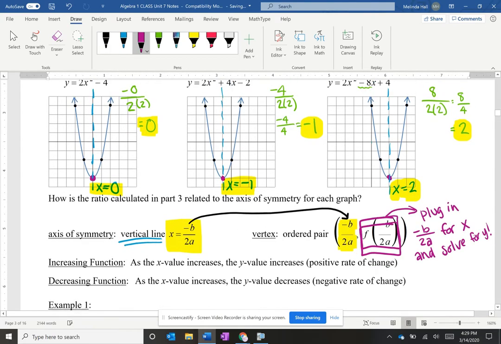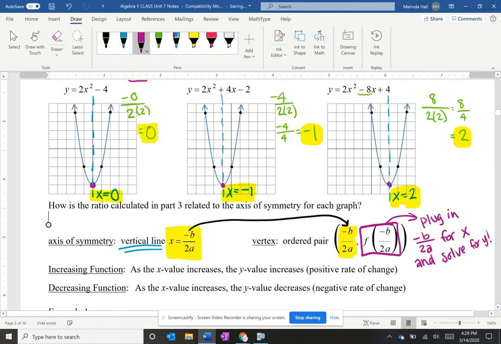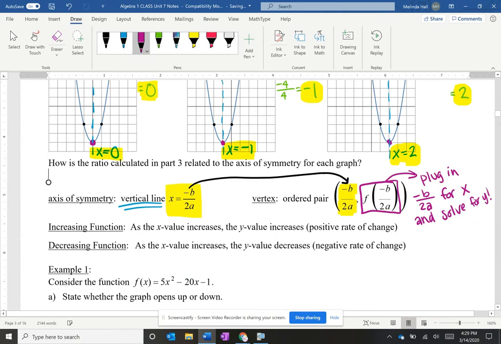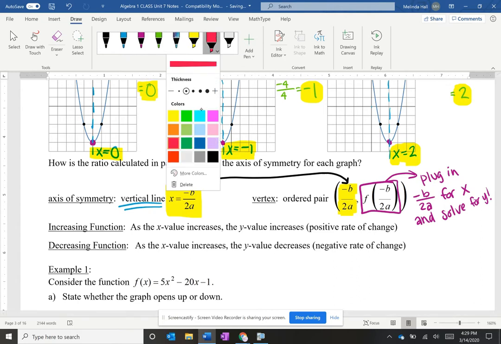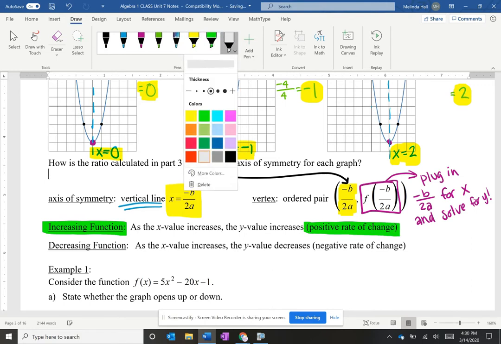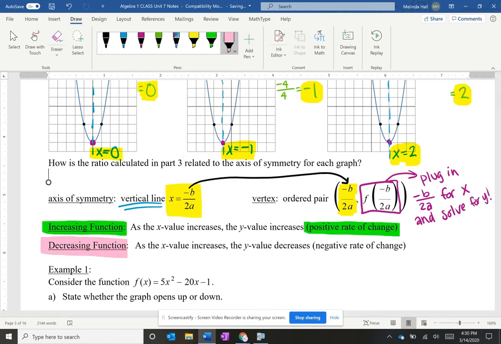Another vocabulary piece is an increasing function. When you have an increasing function, that means it is going to be going up. Your y values will be increasing, and so it has a positive rate of change or a positive slope. Now, if it is a decreasing function, then that means it's going to be going down, and that means that y is decreasing and has a negative rate of change.